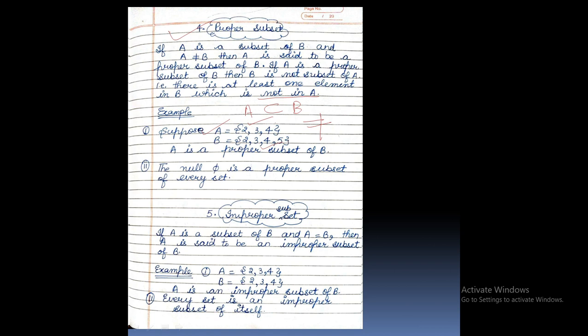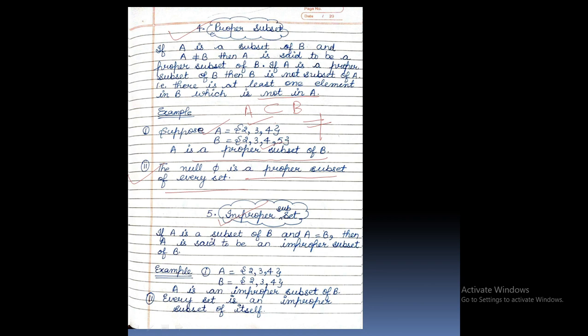So that's why we can say A is a proper subset of B. Now second, the null set phi is a proper subset of every set. Now next set is improper subset.